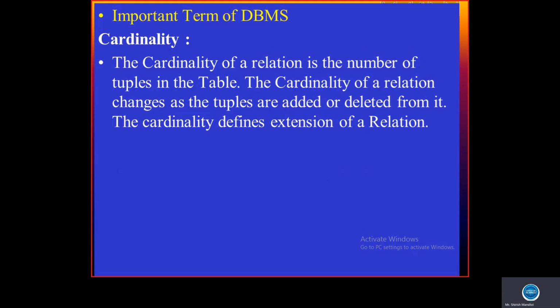Cardinality. The cardinality of relations is the number of tuples. The counting of rows in a particular table is known as cardinality of table or cardinality of relations. The cardinality of relations changes as tuples are added. As soon as tuples are added, the cardinality will increase. Our tuples are related, so cardinality is related also.